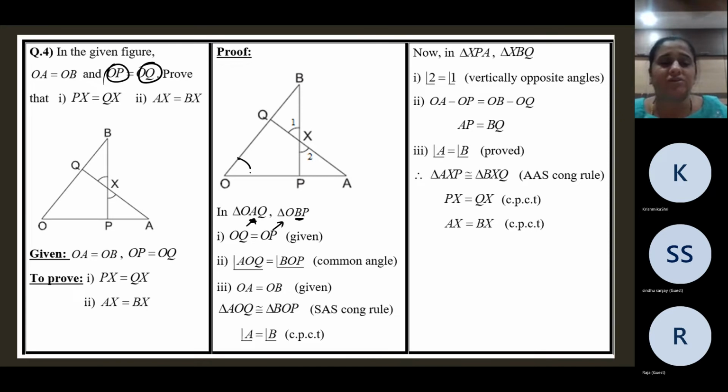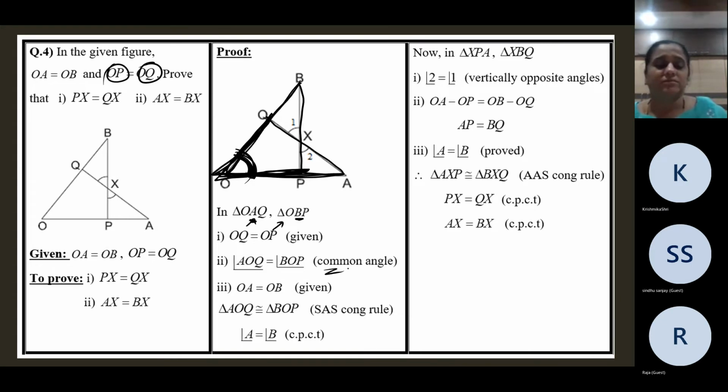This angle is common to both the triangles. See here, this angle, because you can see it in this triangle, and in this triangle also you have the same angle. So this is the common angle, AOQ. In the first triangle, it is called AOQ. In the second triangle, it's called BOP or POB, common angle.